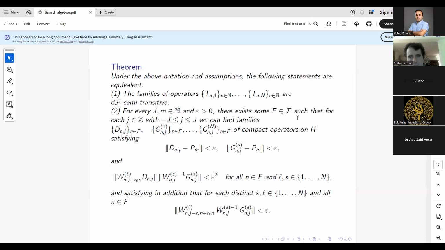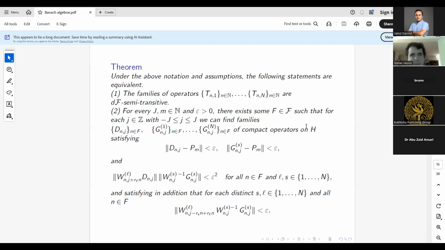So there should exist some f in F, such that for each j in Z satisfying this inequality, we can find these families of compact operators on H satisfying these inequalities, and in addition this inequality for all n in F and all L from 1 up to N. And in addition satisfying for each distinct S, L from 1 up to N and all n in F this inequality here.